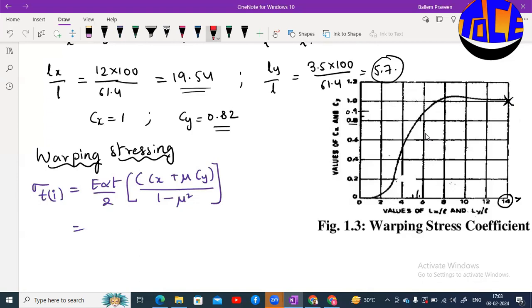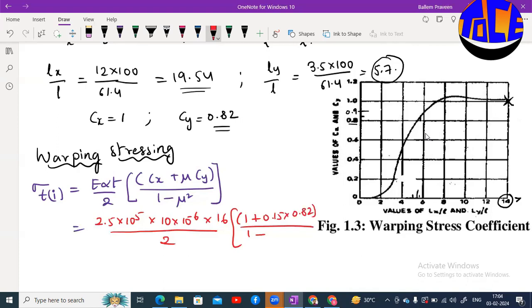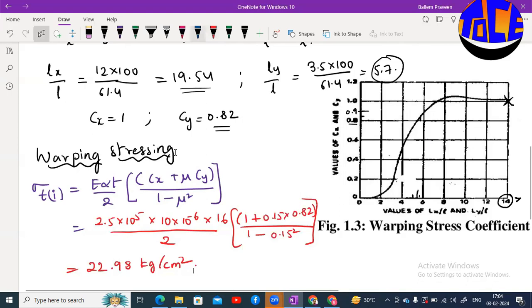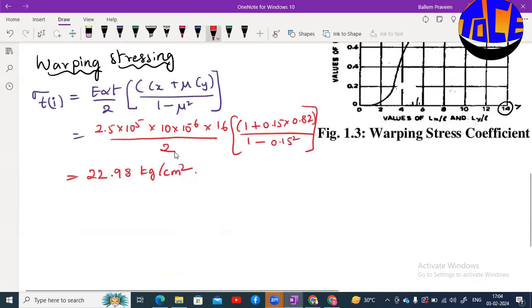Just substitute the given data. E is 2.5 into 10 to the power of 5 and alpha is 10 into 10 to the power of minus 6. T is 16 divided by 2. What is Cx? Cx is 1 and Cy is 0.82, and nu is 0.15, divided by 1 minus 0.15 square. Okay, if we put this in the calculator, we'll get a value equal to 22.98 kg per centimeter square. So this is the warping stress, or stress due to temperature variation, at the interior portion of the rigid pavement slab.